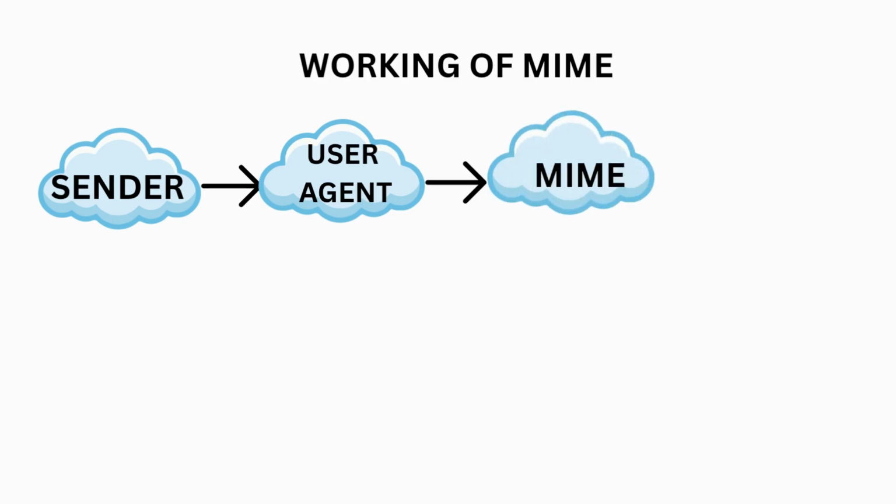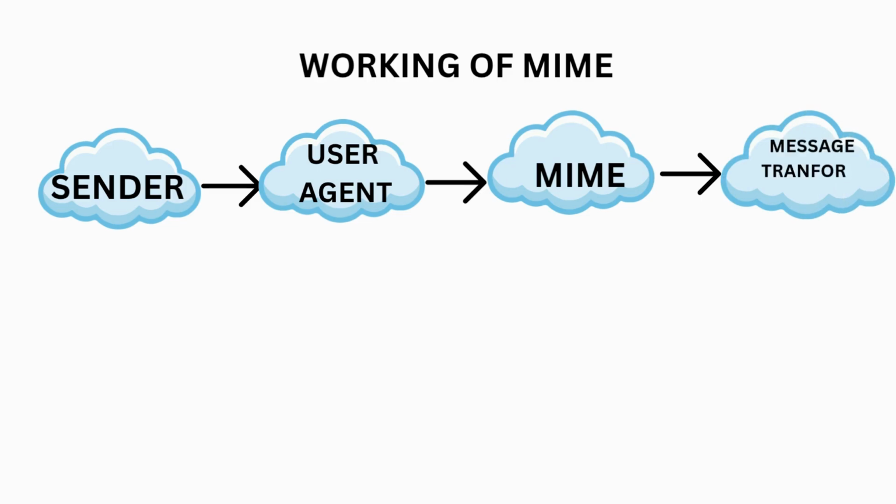Third is MIME. Now MIME comes into action. MIME converts non-ASCII data like images, video, or attachments into ASCII format. This is important because traditional email systems support only 7-bit ASCII data. Fourth is the message transfer agent. After encoding, the message is passed to the message transfer agent. The MTA is responsible for sending the email over the internet. It ensures the message travels from sender to receiver.